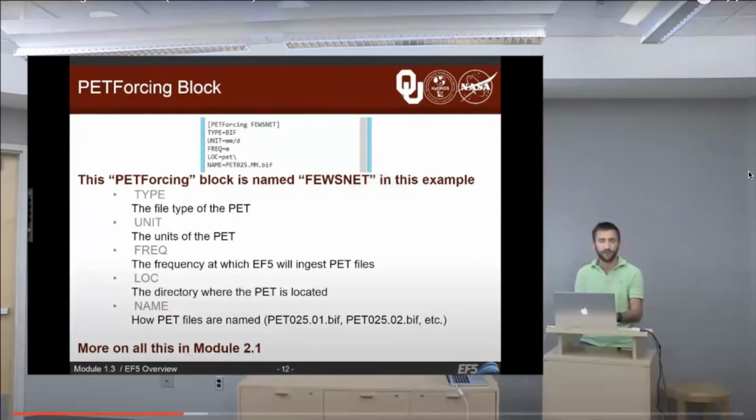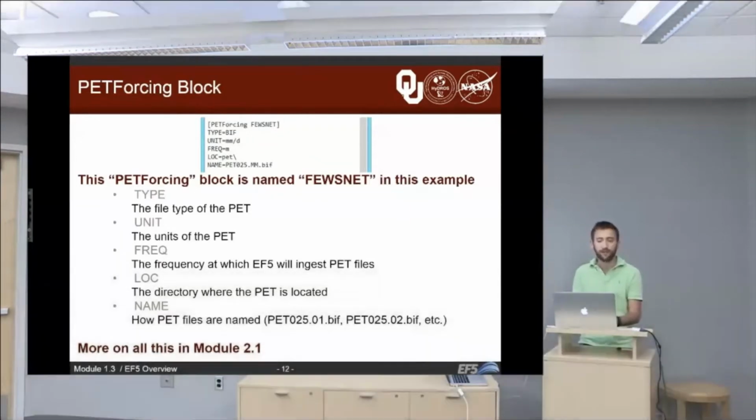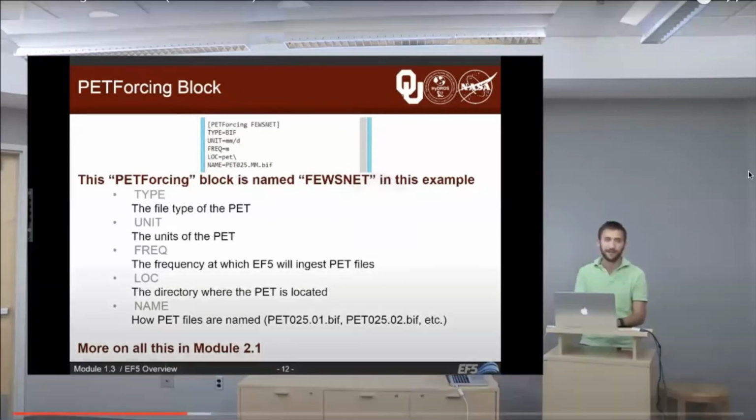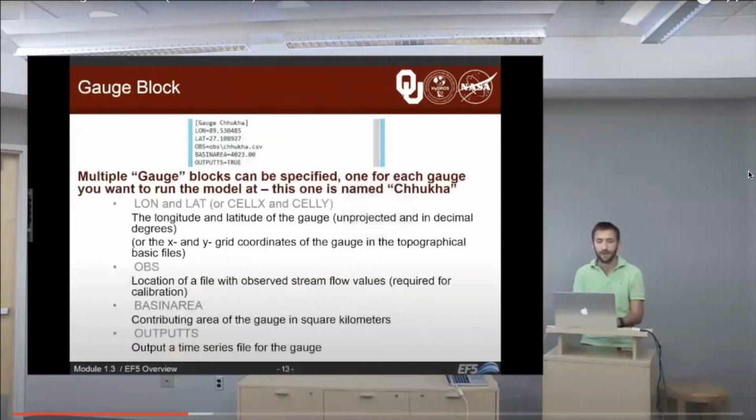Tenemos lo mismo, el tipo, unidades y la frecuencia. Aquí la frecuencia dice que es M, lo que se refiere a meses. Here, MM stands for the two-digit month. So we have PET 025.01, PET 025.02, and etc. And again, we'll talk more about PET in Module 2.1. Y lo mismo sucede con el nombre, que tenemos MM y tenemos PET 025. Y de nuevo veremos esto más a profundidad en el módulo 2.1.